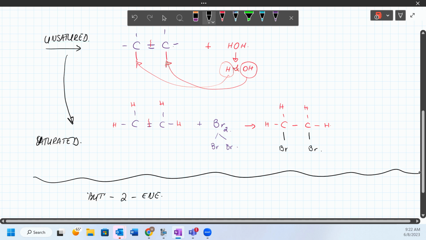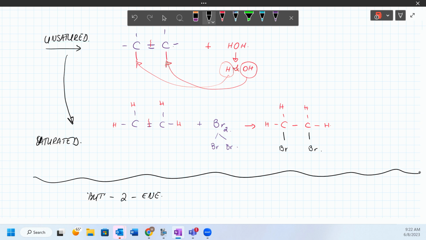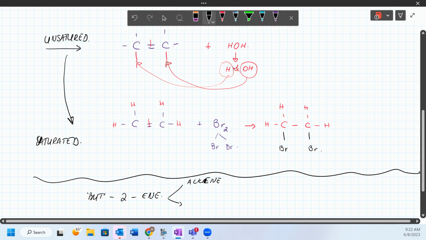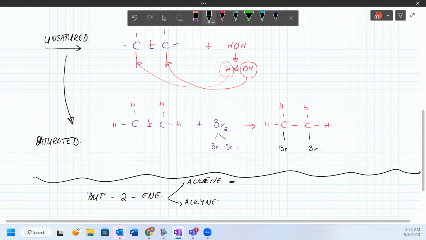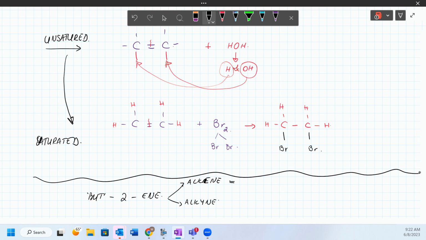If I'm saying but-2-ene, what is this ending telling me? What am I dealing with? Alkane, alkene, or alkyne? Okay, it's alkene. Why? Because it has the same ending, and we are dealing with a double bond.